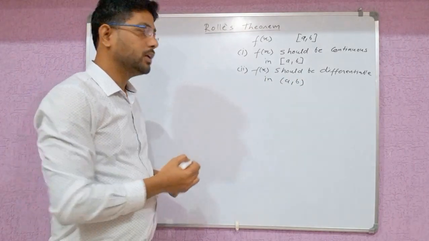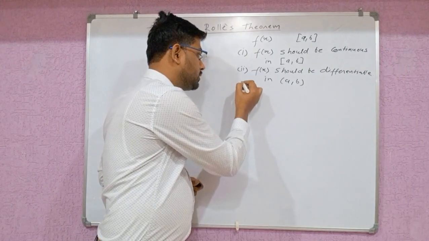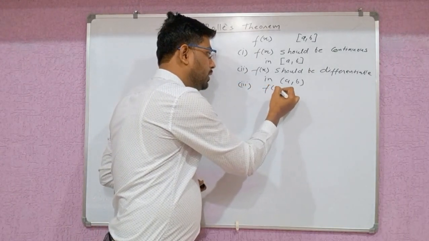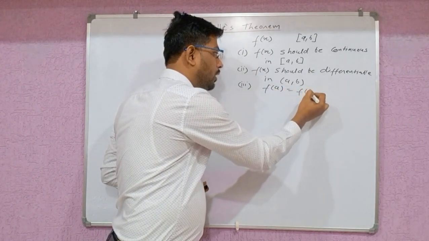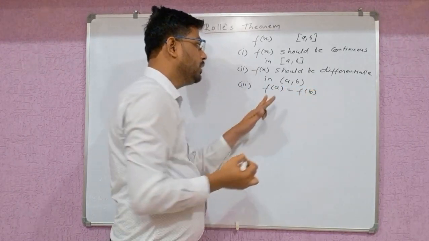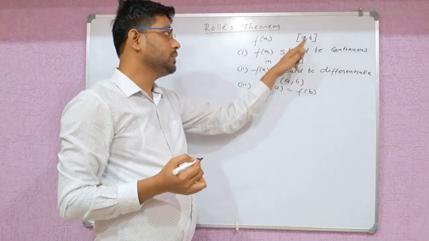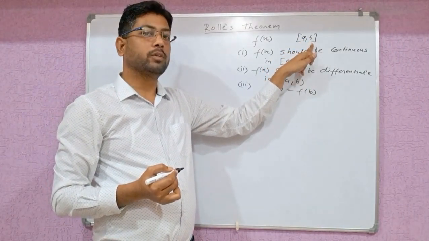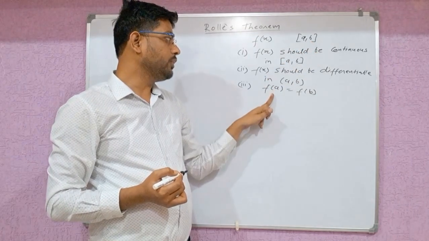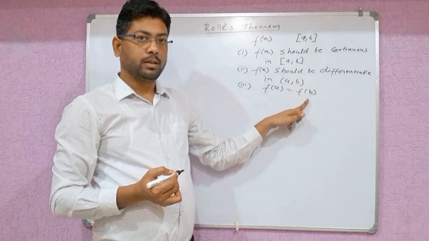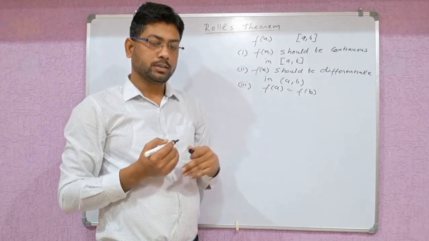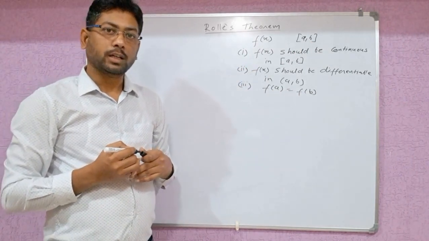Now let's see the third condition. The third condition is f(a) should be equal to f(b). What are these a and b? a and b are the points of the interval, the starting point of the interval and the end point of the interval. So this f(a) and this f(b) should be equal. So these are the three conditions that should be satisfied.